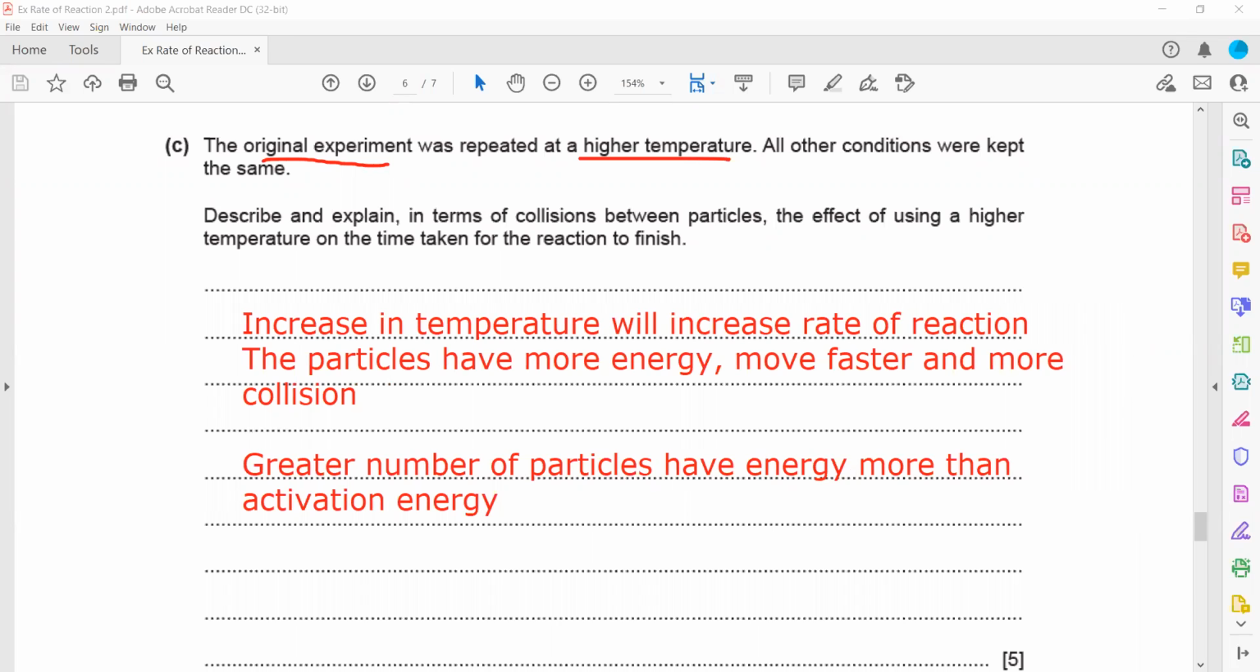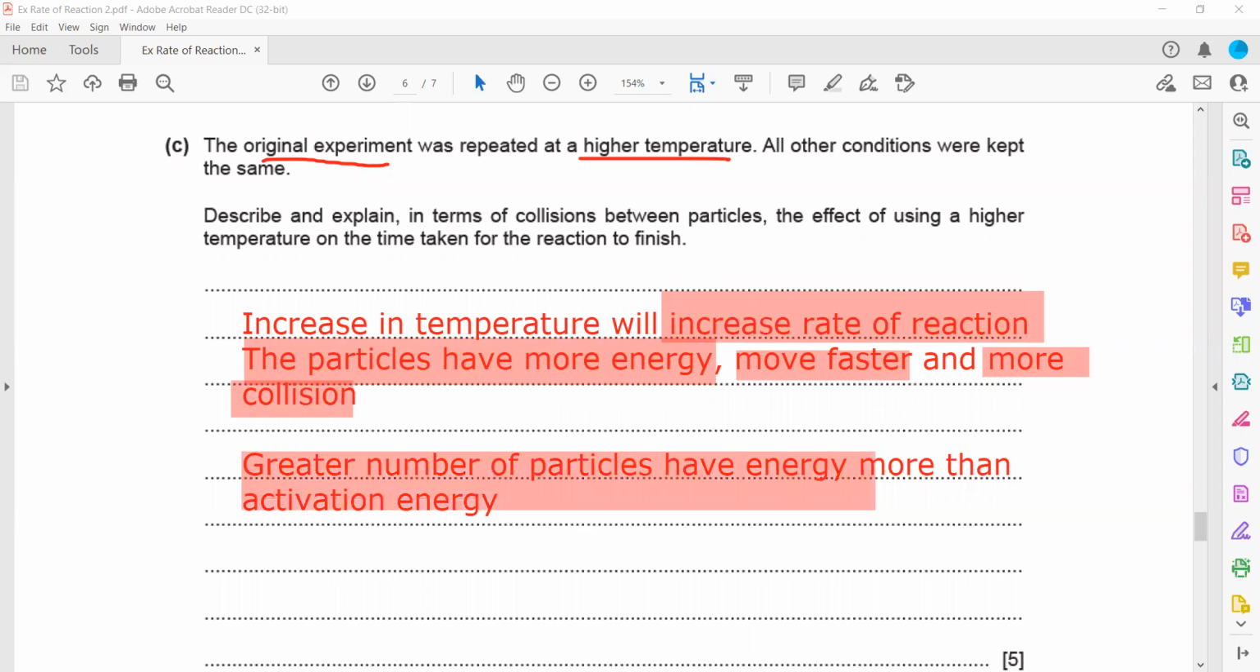What is the weightage of the marks? Like how you will get the 5 marks? First, if you mention the rate of the reaction increases, then this will give you 1 mark. Then the particles have more energy, that is a second mark. They will move faster, that is a third mark. They will have more collisions, that is a fourth. And then a greater number of particles have energy more than activation energy, that will be the fifth one. So sufficient amount of energy is there for particles to react. So this is how the marks are distributed.